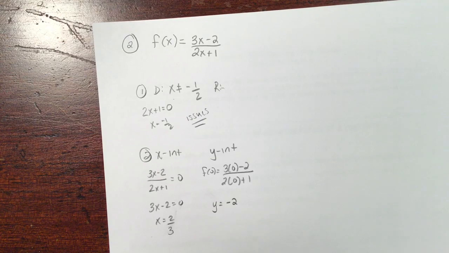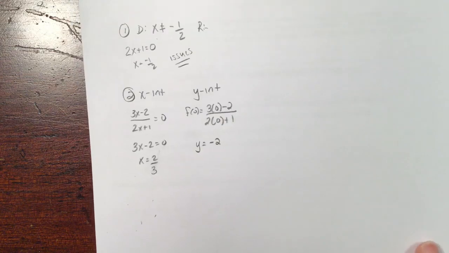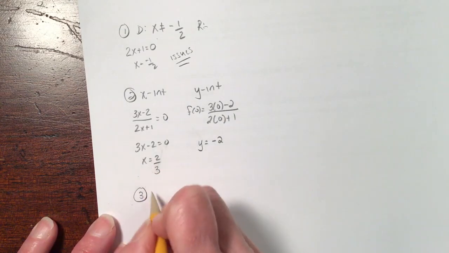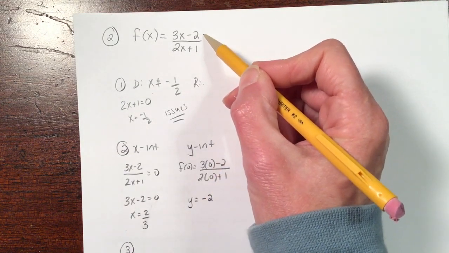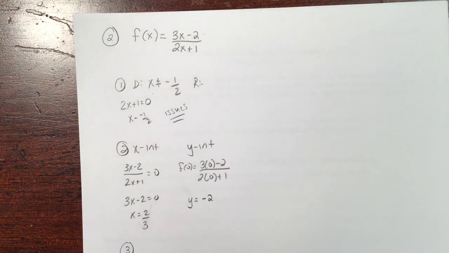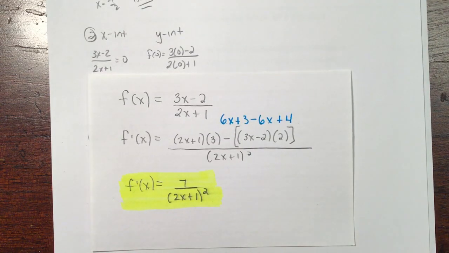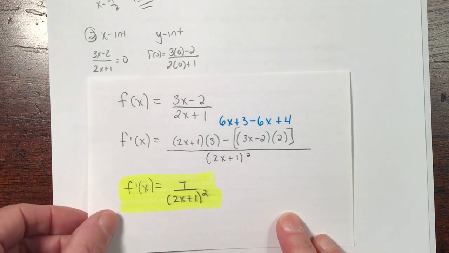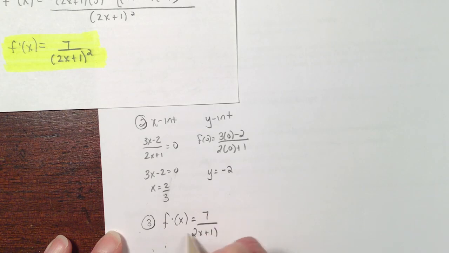Now let's see what happens with our increasing and decreasing and our maxes and mins. For that we're going to look at the first derivative. If my original function is here, I'm going to have to use the quotient rule. I'm going to give you a few minutes to work out the quotient rule on your own. You can check my notes here. If you want to pause the video, you can. But ultimately, after you do all your work, you should get the first derivative to be 7 over (2x + 1) squared.